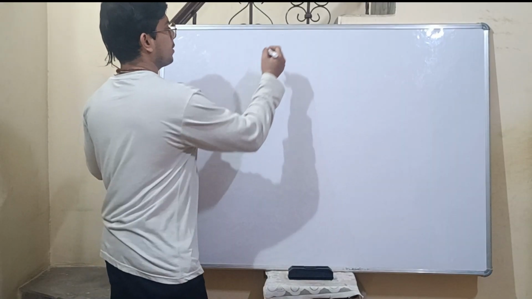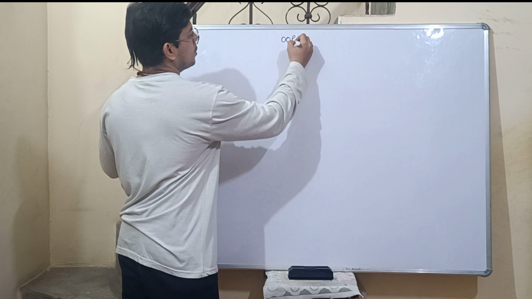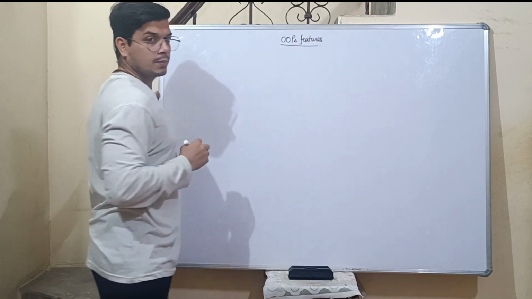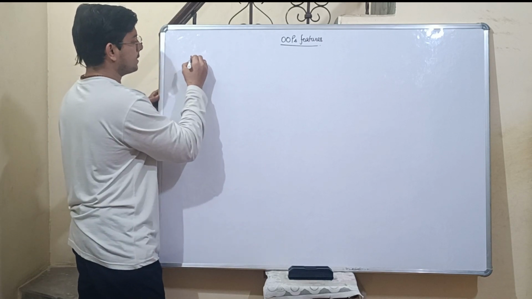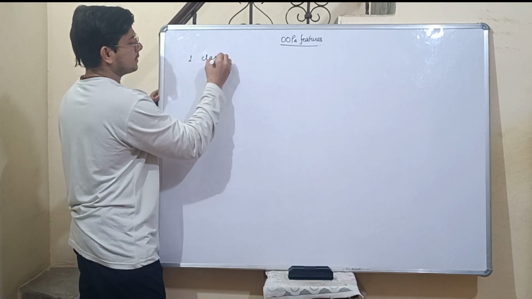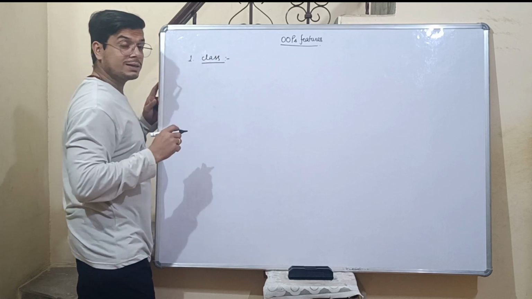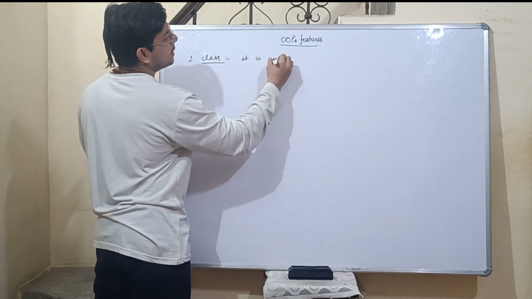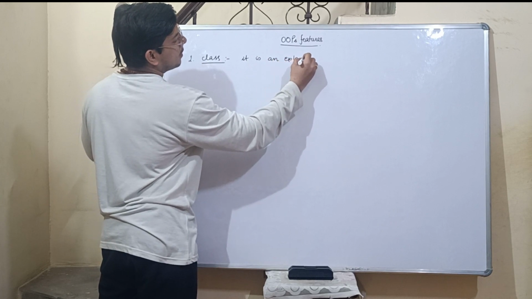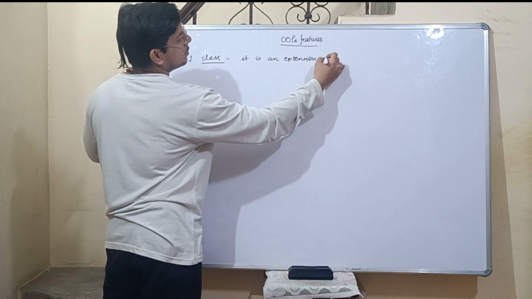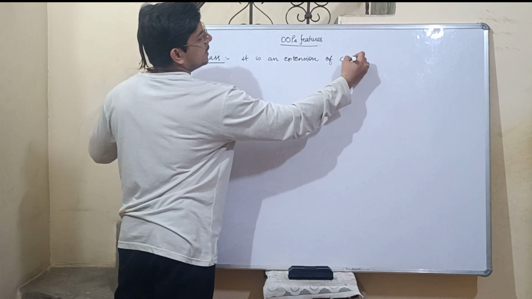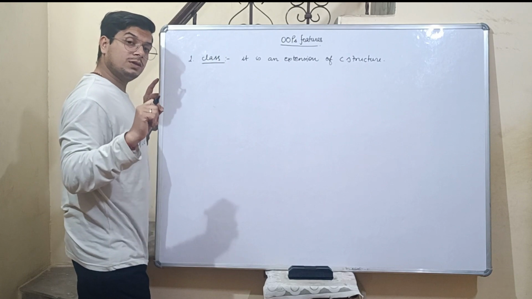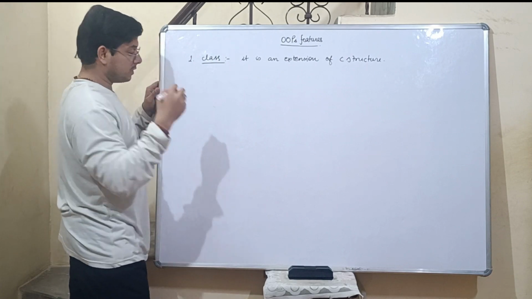Today's session, we are going to discuss OOPS features. So the very first feature is class. What is class? It is an extension of C structure. What was the C structure?